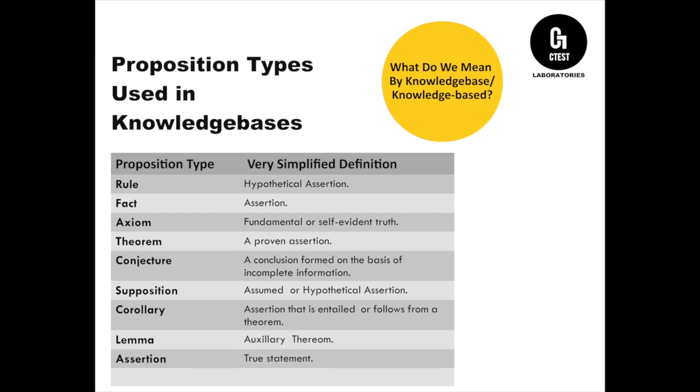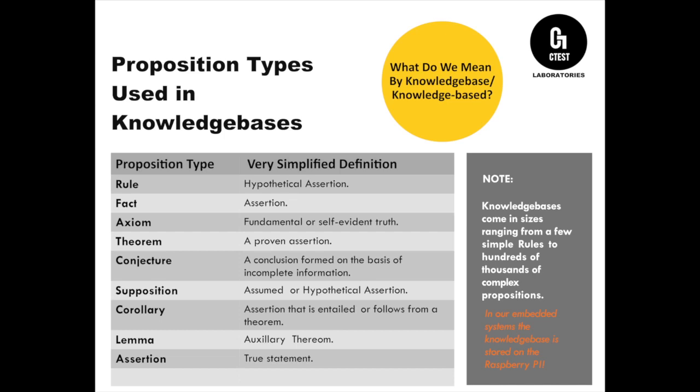We use these types of propositions to give our smart devices the ability to think, to perform those operations that we talked about in the previous slide. So keep that in mind. We use those propositions to perform these kinds of operations, just so everyone has that in mind. And again, in our embedded systems, the knowledge base is stored on the Raspberry Pi.